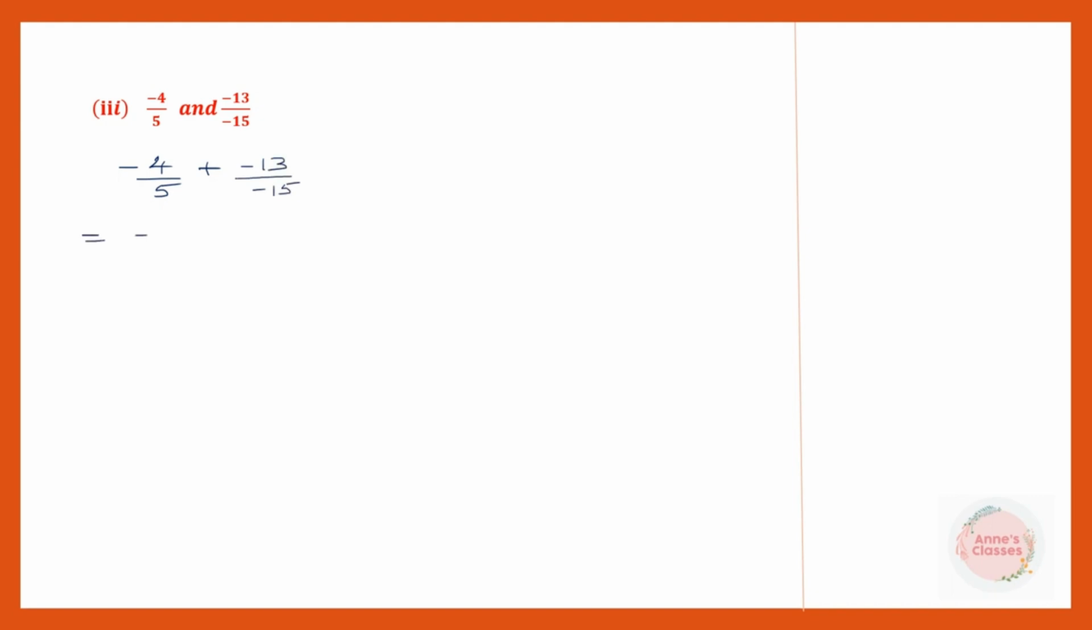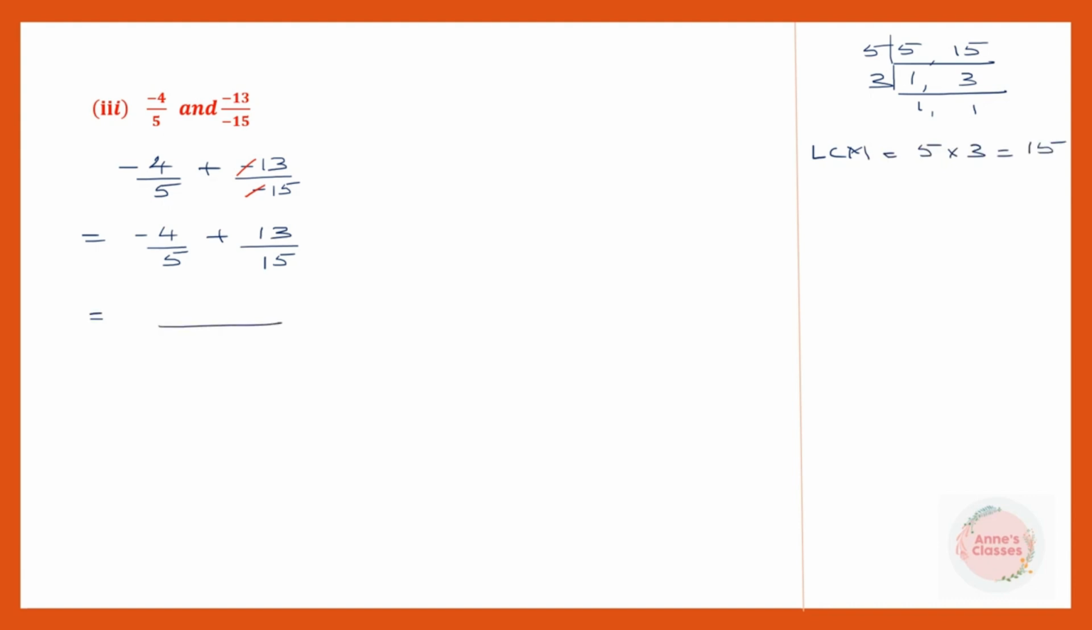So minus 4 by 5, let's write it as it is, minus 4 by 5 plus, now here minus 13 by minus 15. Since we have a minus sign on top and down, we can cancel it. So now this is simply 13 by 15. Now we have to find the LCM of 5 and 15. We can do this with the help of 5. 5 ones are 5, 5 threes are 15, and then go to 3, 1 and 1. So the LCM is 5 into 3, which is 15. So here the denominator is 15.